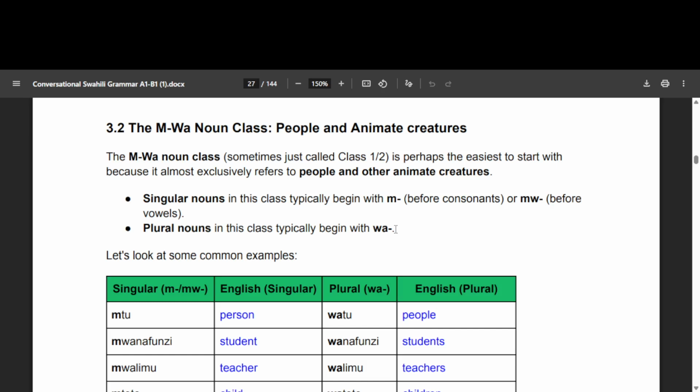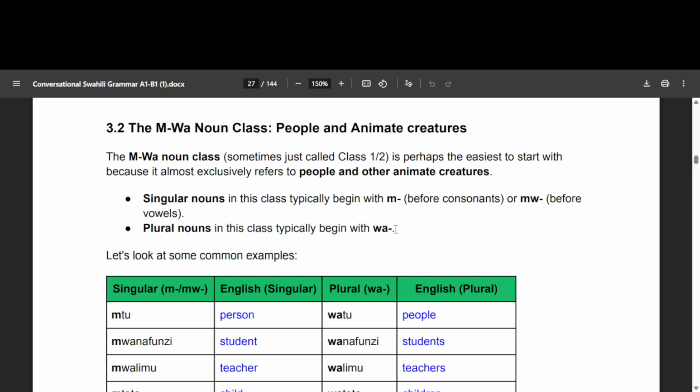This is one of the most characteristic features, okay? Most of the nouns start with m in the singular form or mw, and wa in the plural form. Though we have other nouns that don't start with m, but because they are people, like my name, Abdulkarim, I don't start with m, I start with A, but I'm a person, therefore I'll automatically be in this MOA class. Names such as Simba, it doesn't start with m, it starts with S, so it is in the MOA class because it's an animal. This is according to modern Swahili grammar.